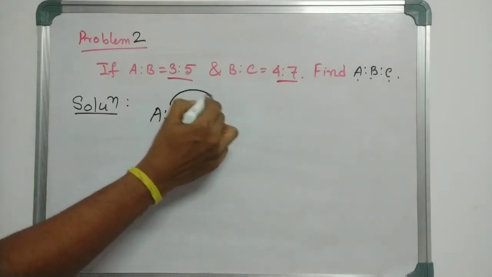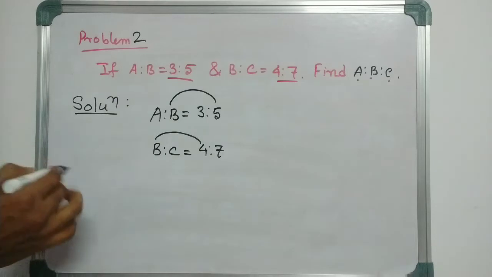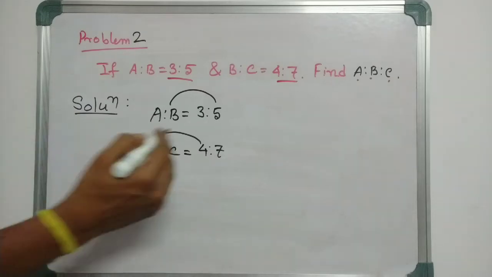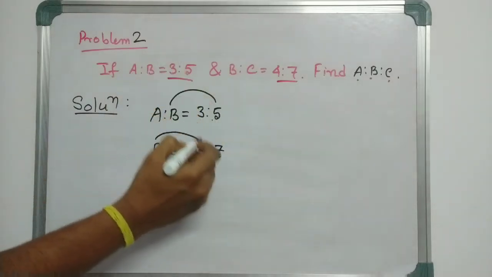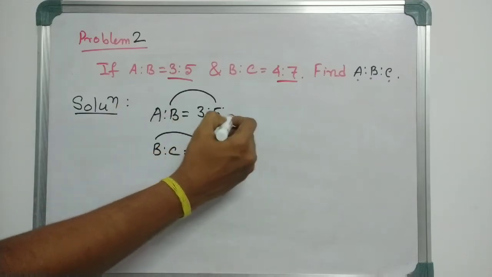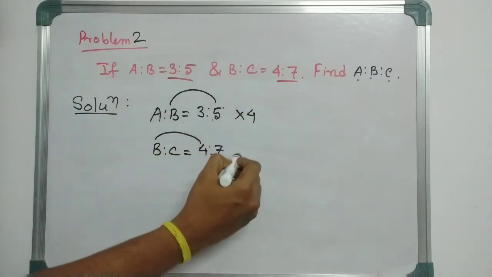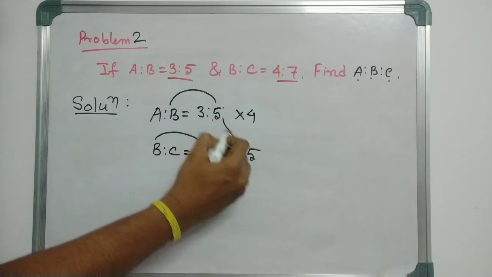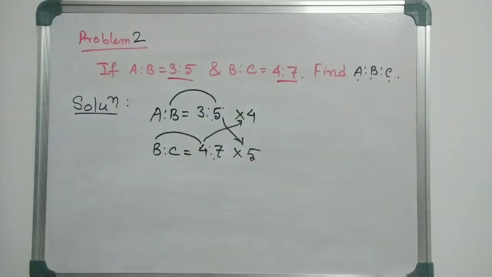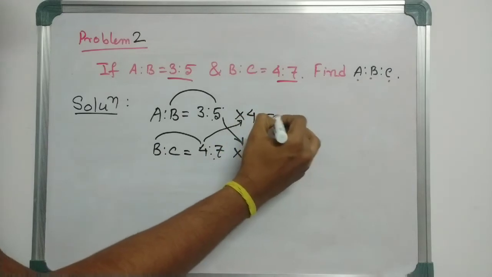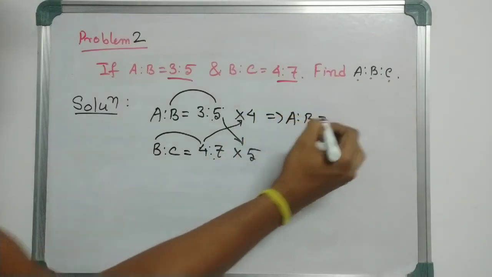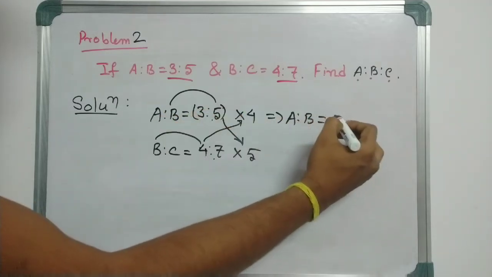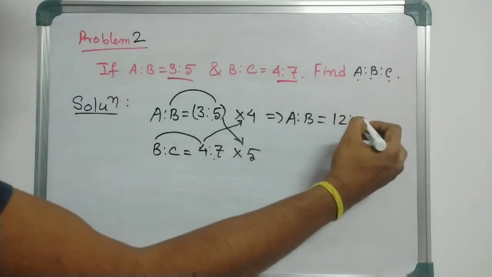Here, the part of B is 5 and here the part of B is 4. Because B is common to both of them, we will focus on B only. Now this 4 will be multiplied with this data and this 5 will be multiplied with this data. So let us multiply this by 4 and this by 5. This implies A is to B equals 4 into 3, both the data will be multiplied by 4, that is 4 into 3 is 12 and 4 into 5 is 20.